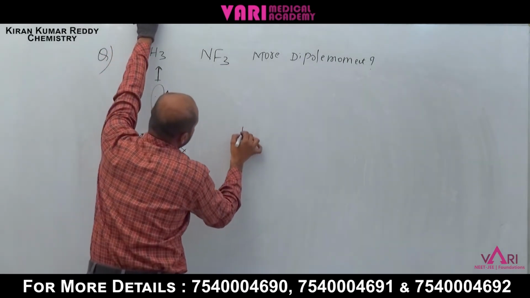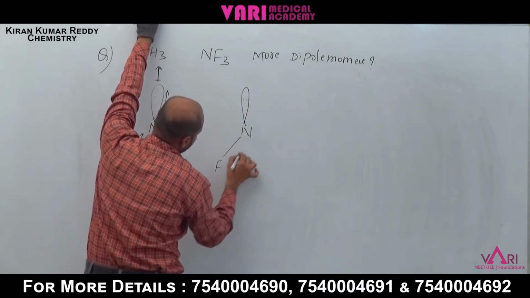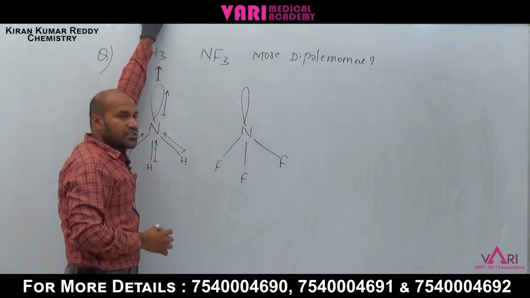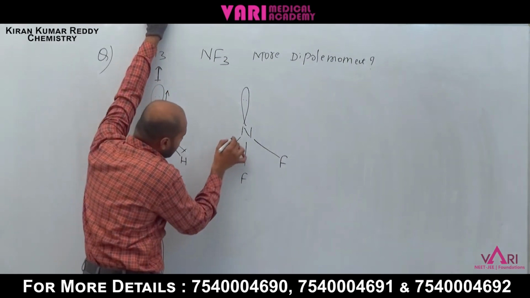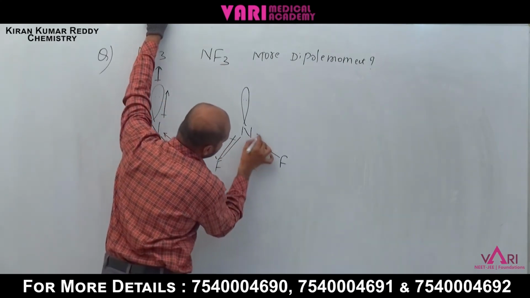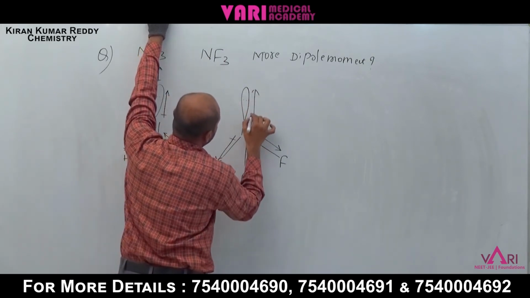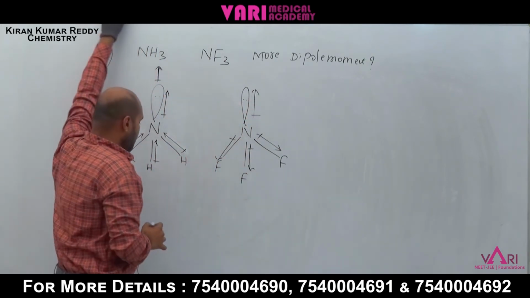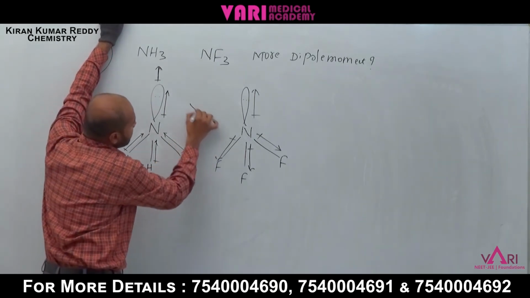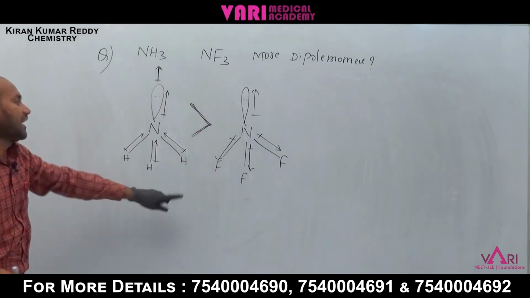If you take NF3, here is fluorine, here also one fluorine. Now tell me which one is more electronegative? Fluorine is more electronegative. Now in this direction is happening, less electronegative to more electronegative, all in opposite directions. That's why the net dipole moment, which one is more, NH3 is more compared to NF3.